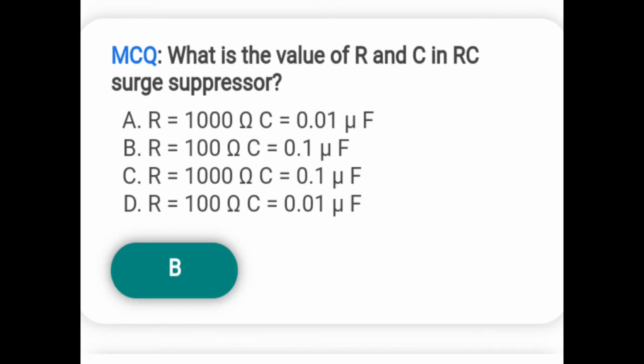And the next is what is the value of R and C in RC surge suppressor? So the answer is B, means R is equal to 100 ohm and C is equal to 0.5 microfarad. So this is the value of R and C in RC surge suppressor.